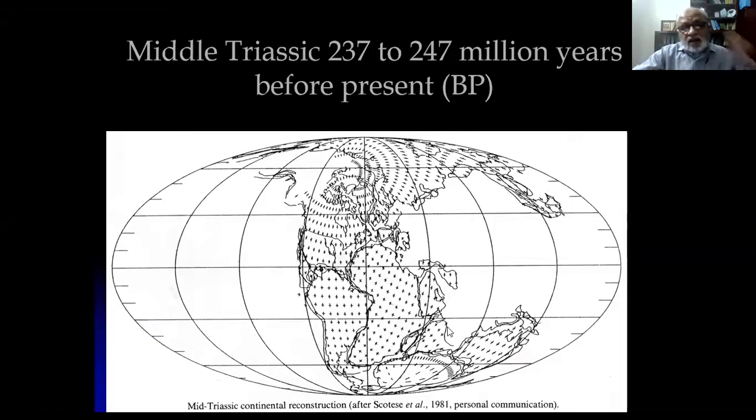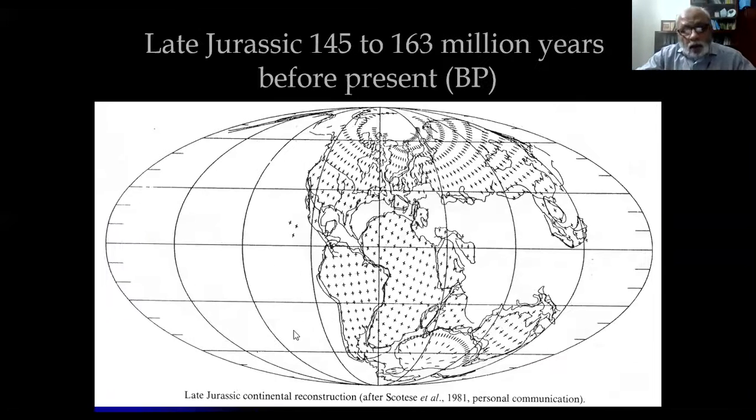Now this is the situation back around 250 million years ago, where you can see all the continents are together and all is ocean. Then around 165 million years ago, they started to move away from each other. You can see the gap started coming up between the continents.